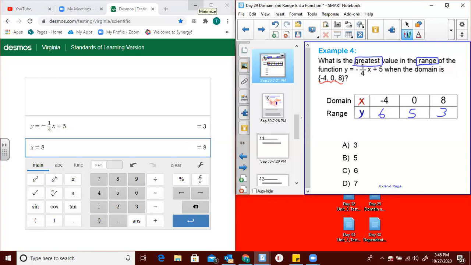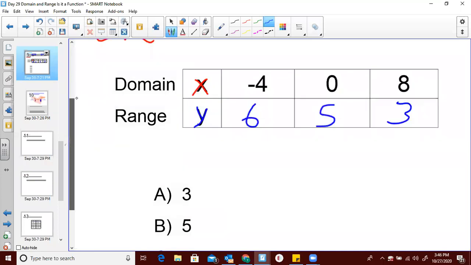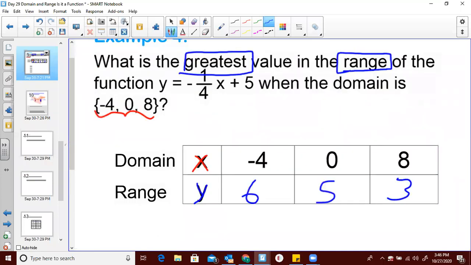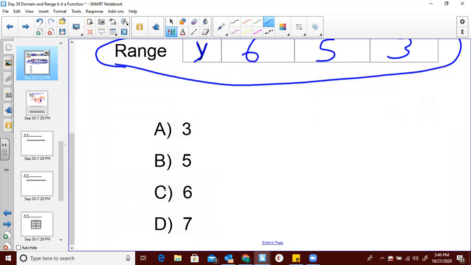All right. So these would be our range values. So it says, what is the greatest value in the range? Well, this is our range, right? These values are our range. So we just have to figure out which one's our greatest. And 6 is greater than 5 and 3, so C would be our answer.